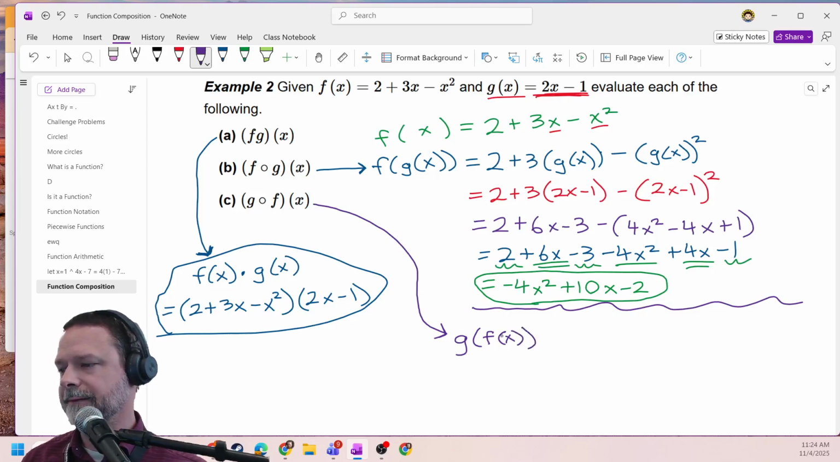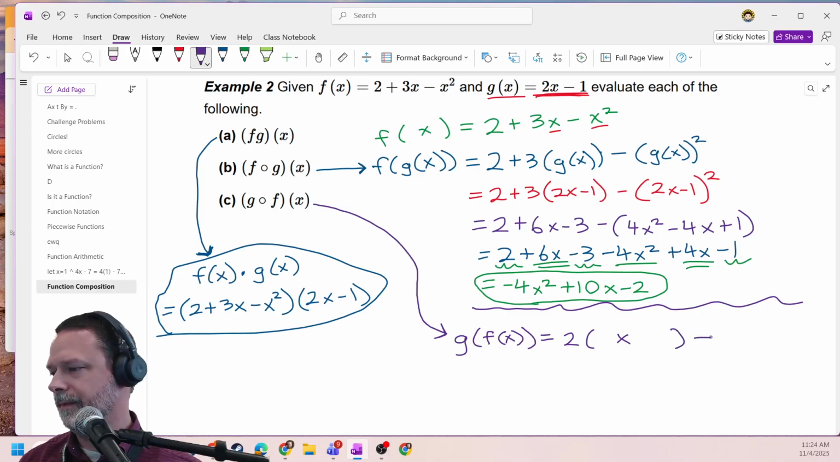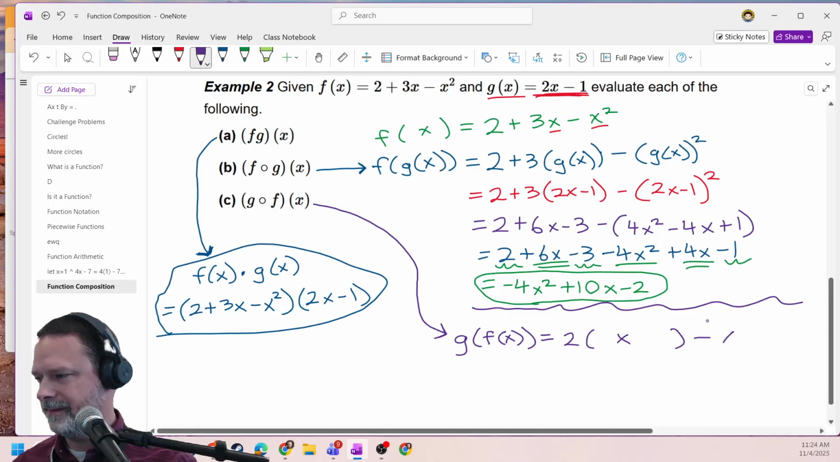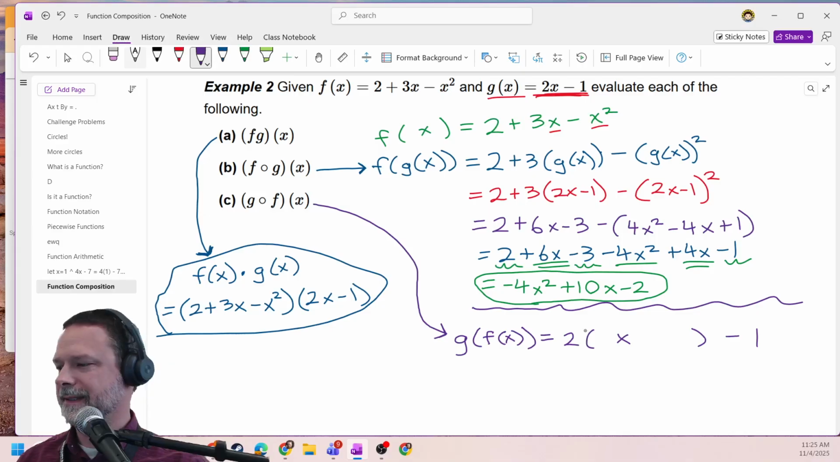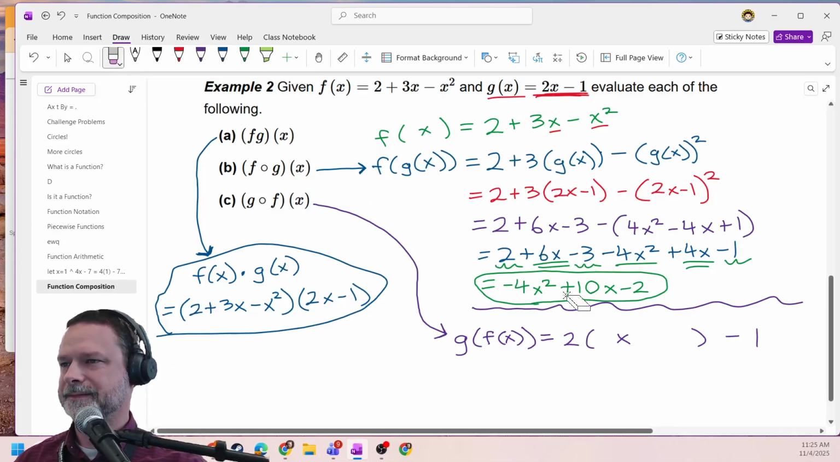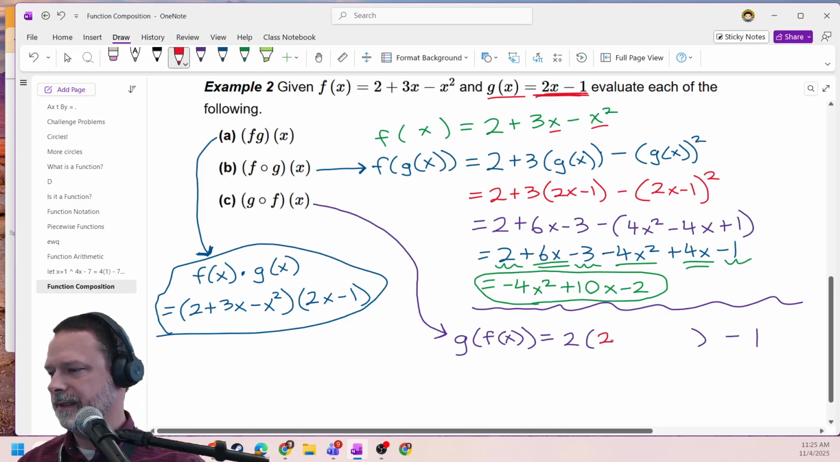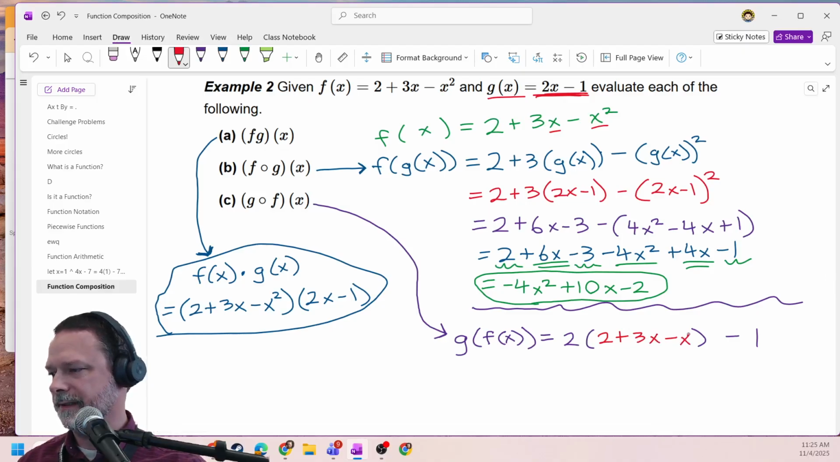So that means I'm plugging f of x in for g. So what is g? G is 2x minus 1. So instead of 2 times x minus 1, oops. Instead of 2 times x minus 1, I'm not going to have an x. It's going to be f of x. So f of x, where are you? Where is f of x? F of x is 2 plus 3x minus x squared.